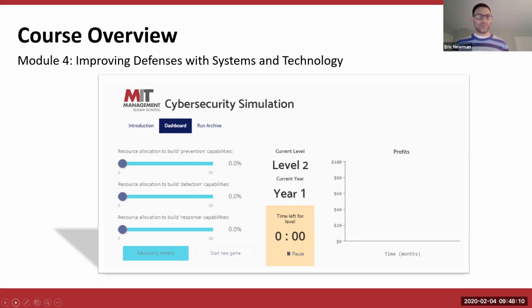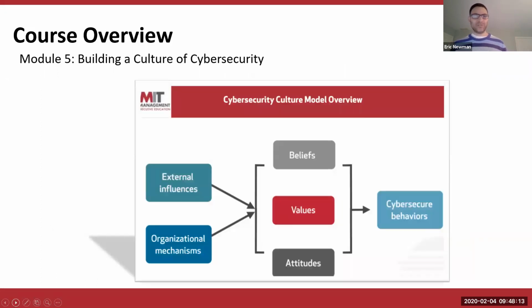Okay, and on to Module 5. Module 5 is reducing vulnerabilities through culture and people. In this module, you learn management mechanisms for influencing cybersecurity culture within organizations. So much of building a resilient organization boils down to people and people's behaviors, which are influenced by culture. So in this module, we look at a cultural model and see how this impacts people's behaviors and what are the tools that you have as a manager to influence those behaviors.